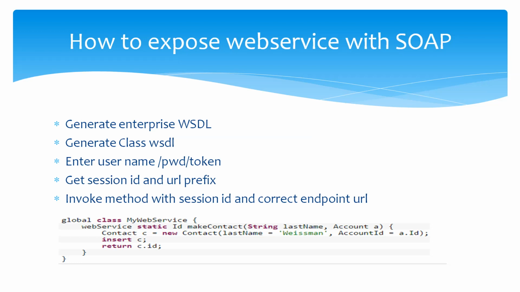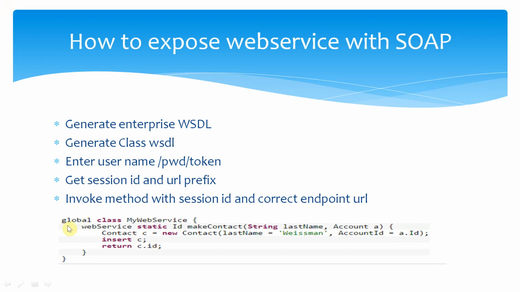So basically you'll have to create the class WSDL, the enterprise WSDL, and as I have already discussed in the REST API, you'll have to generate the username, password, token, and also get a session ID and URL prefix. With the username, password, token, and also the connected app details, you can get a session ID and URL prefix. So you'll invoke the method with the session ID and the correct endpoint URL.